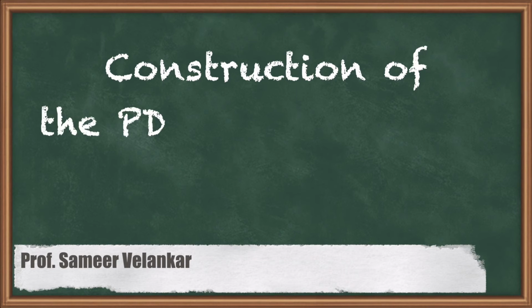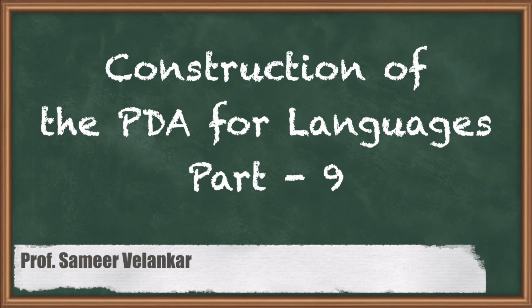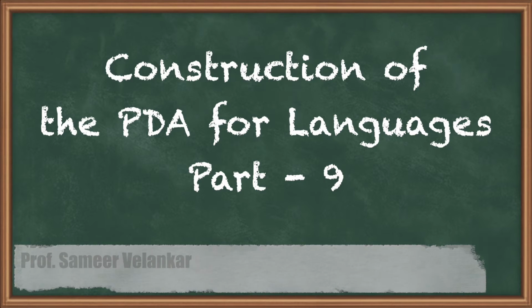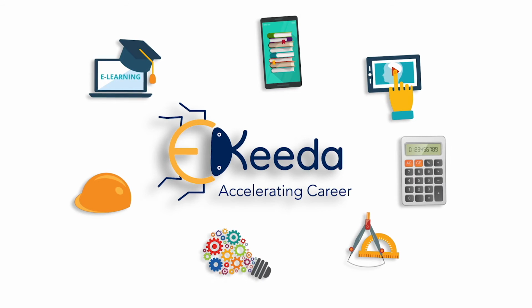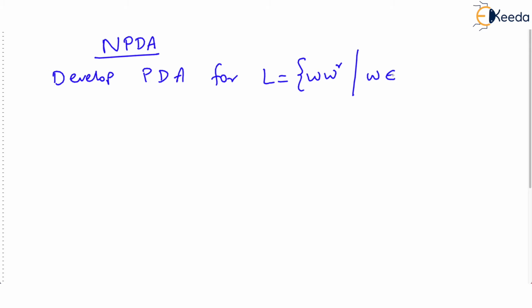Hello dear students, let's see an example of NPDA, non-deterministic pushdown automata. Now imagine that we are asked to develop a PDA for the language W raised to R, that is W reverse, where W is an element of {0, 1}*. Just check the language. Let's put closure over here.